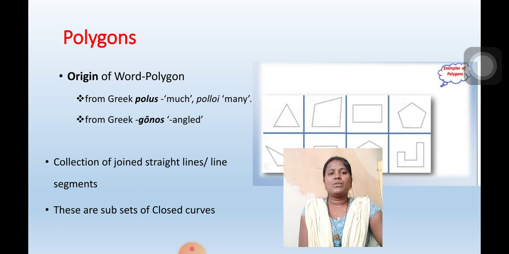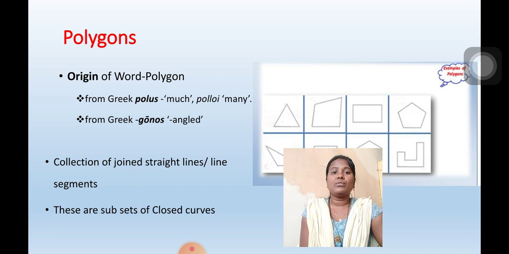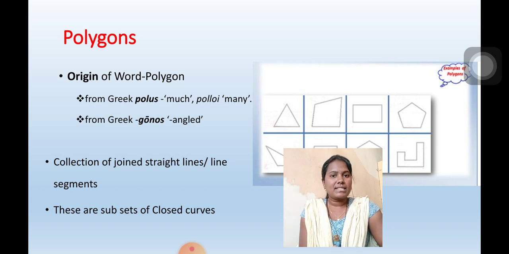Yes, so these are subsets of closed curves. Yes, because these are closed, right? Because this is a polygon which is made up of only line segments, meaning it is a closed figure.